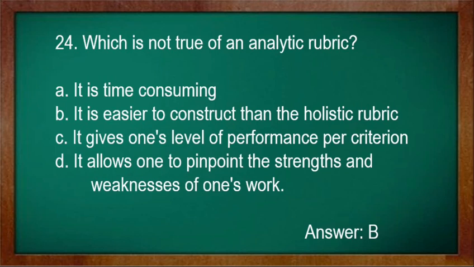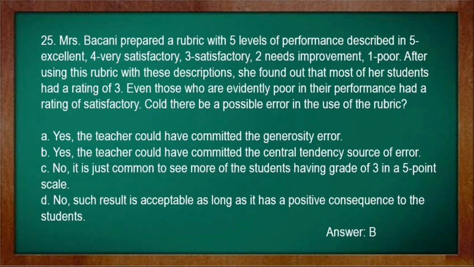Answer, B. Number 25. Mrs. Bacani prepared a rubric with 5 levels of performance described in 5 excellent, 4 very satisfactory, 3 satisfactory, 2 needs improvement, 1 poor. After using this rubric with these descriptions, she found out that most of her students had a rating of 3. Even those who are evidently poor in their performance had a rating of satisfactory. Could there be a possible error in the use of the rubric?